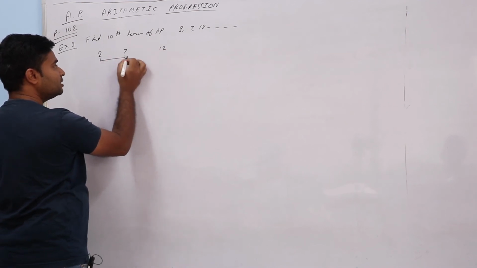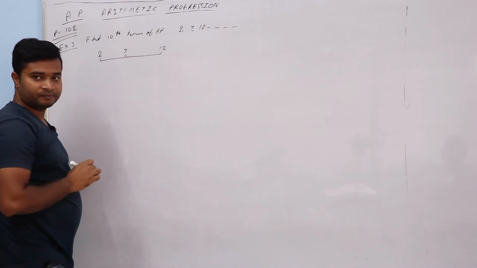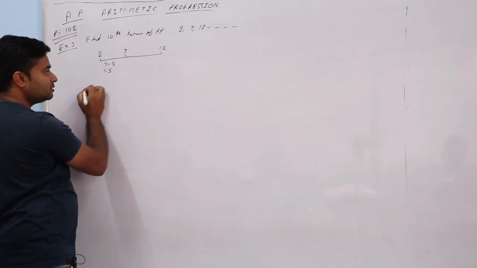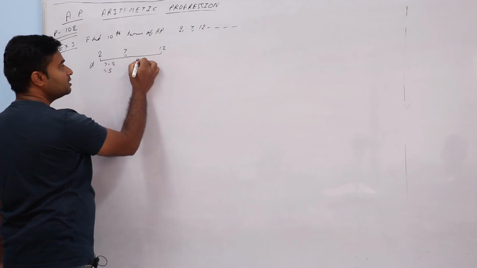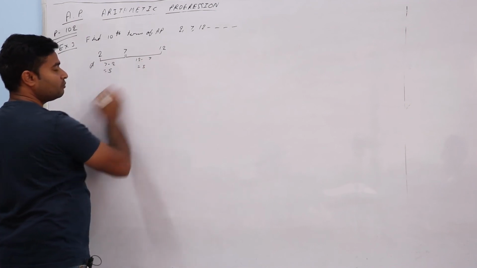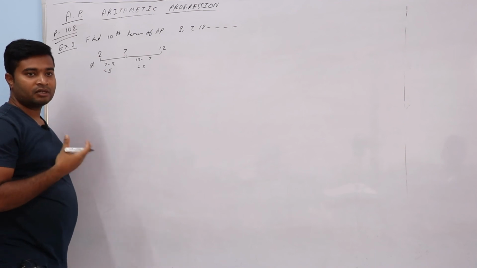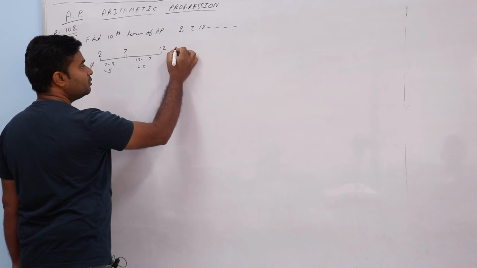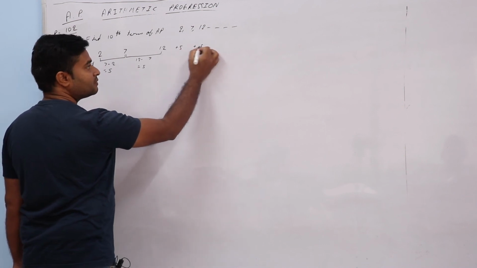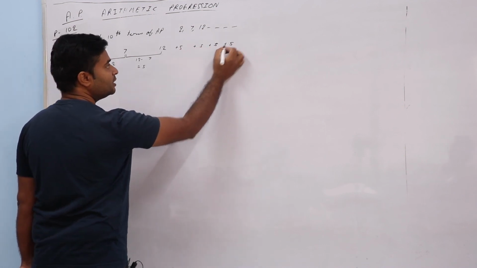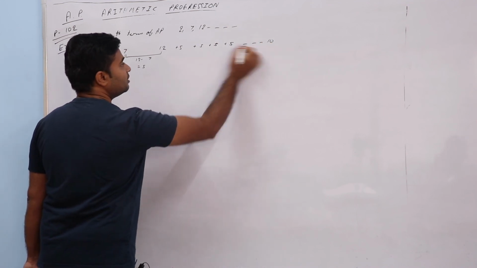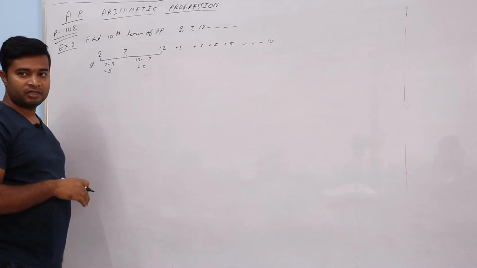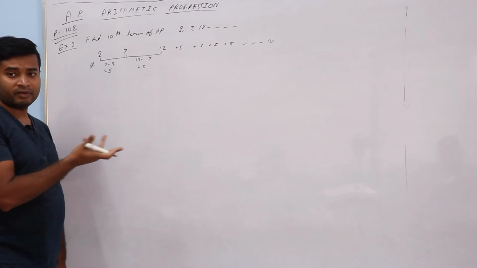You will find the common difference. Yes or no? So the common difference is how much? 7 minus 2 is equal to 5. Here the common difference, 12 minus 7, is equal to 5. Correct? So whatever the common difference comes, the next term will be plus 5, the next term will be plus 5, and so on. If we keep doing this till the 10th term, we will get our answer.